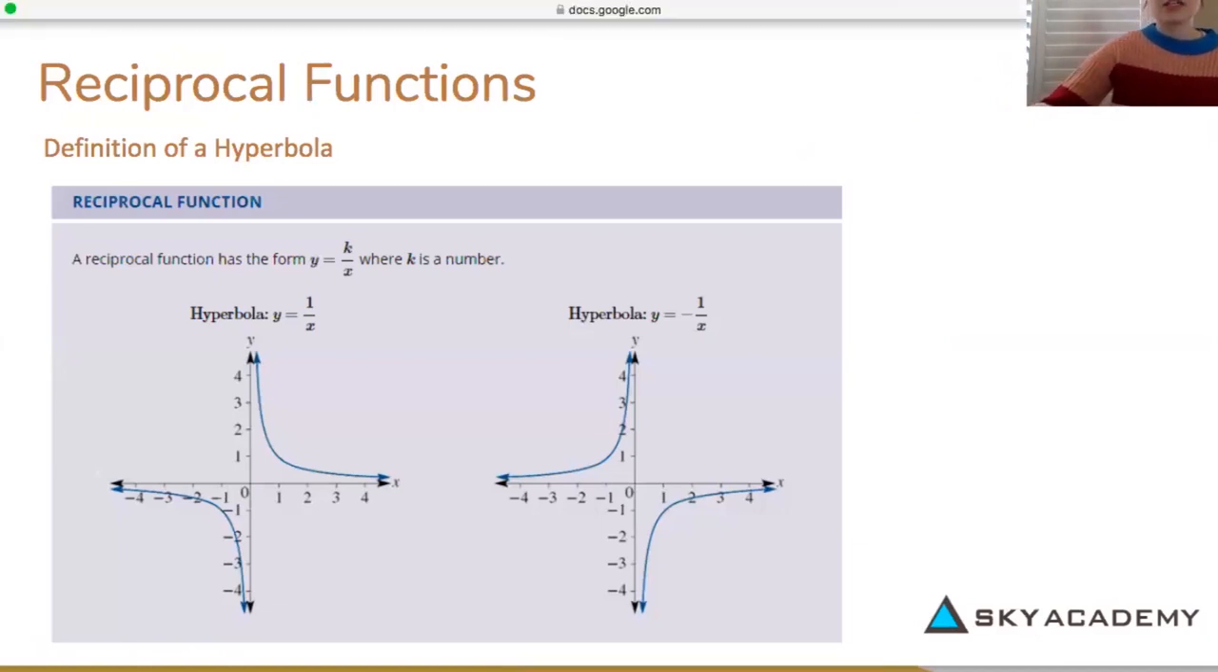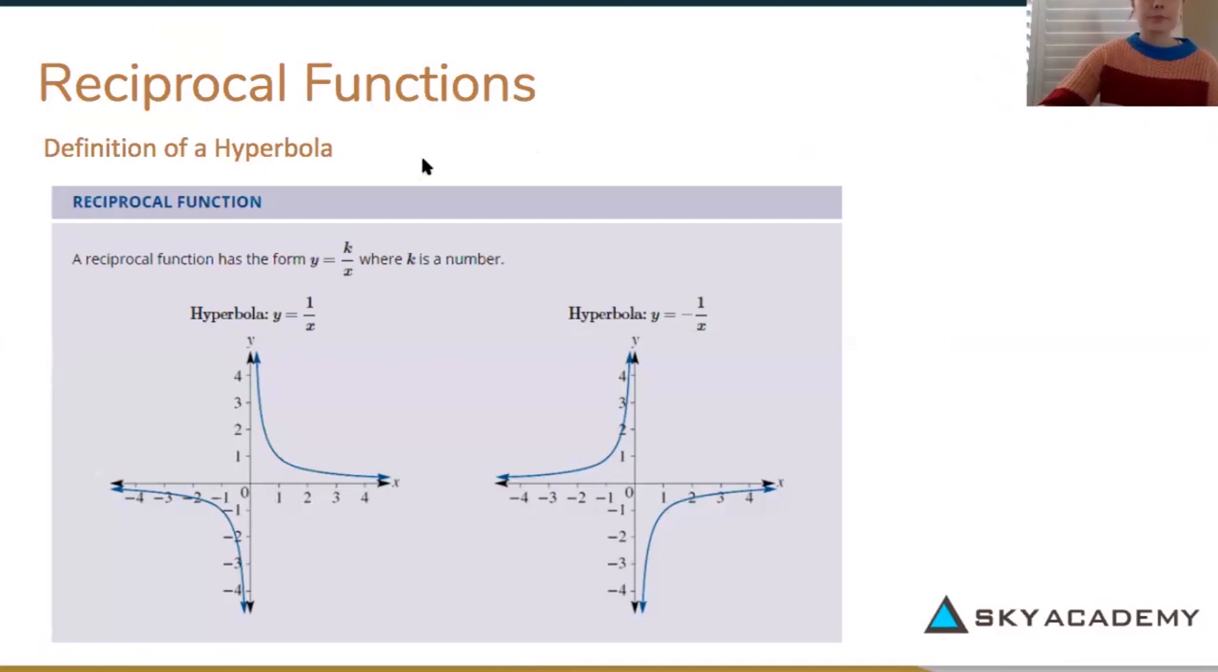So a reciprocal function is called a hyperbola. And this creates a fraction, if you like, function. It's where y equals k over x, and k is just a number. It could be 1, 2, 3, 4, etc. And so here we have two graphs. We have a positive function, which creates two lines, one in the first and one in the third quadrant. And here we have a negative function, which creates two lines in the second and fourth quadrant.